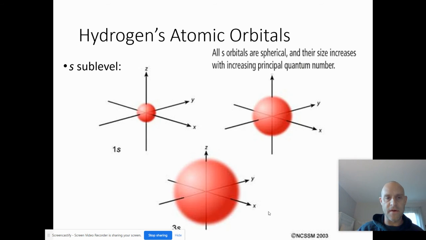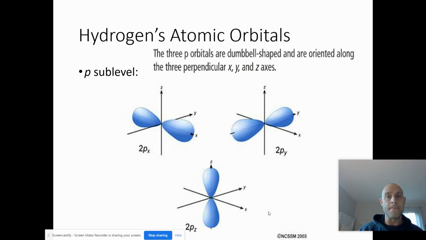S is spherical. Sometimes orbitals can be this shape, and we call these dumbbell shape. And these dumbbells can orient around the 3 different dimensions. They can go across, they can go up and down, they can go front and back.